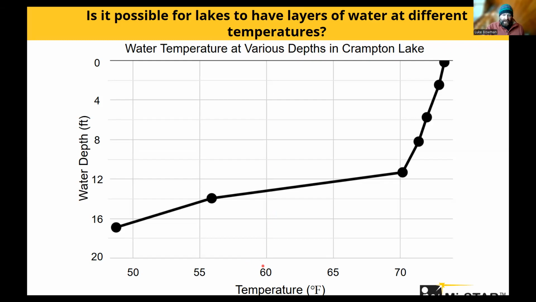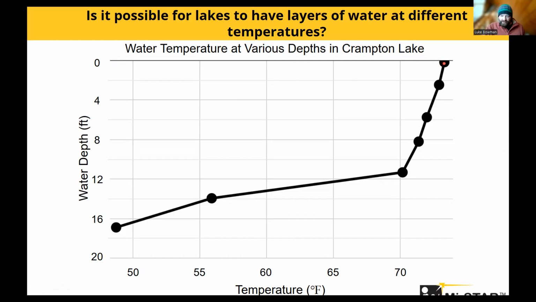I start with the x-axis. Here we have temperature, and it's going to be measured in degrees Fahrenheit. And it's going to be increasing from left to right from 50 to beyond 70. And then on the y-axis, we have water depth measured in feet. And you'll notice that this goes from 20 up to 0, meaning that this line is actually the surface of Crampton Lake.